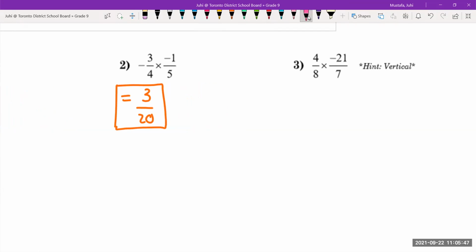Okay, question number 3. Now let's look at the numbers. 4 times -21 and 8 times 7. The numbers are getting larger. So we need a trick to help us make the numbers smaller so that when we multiply them, we're not sitting there trying to multiply these massive numbers without our calculator. Jen, what can you see that we can do?